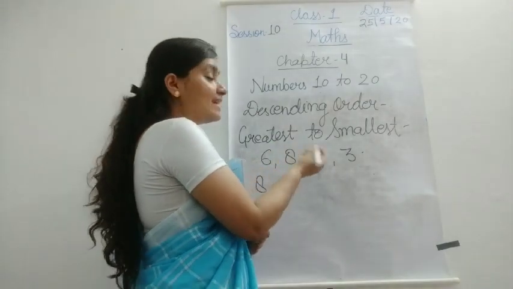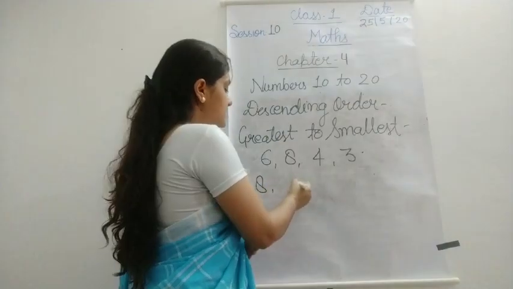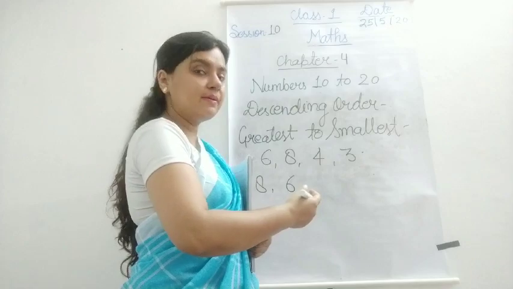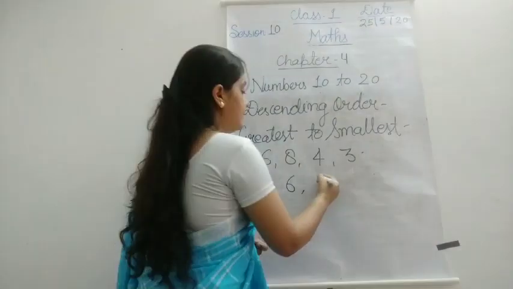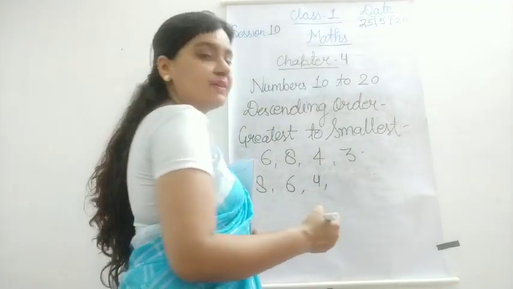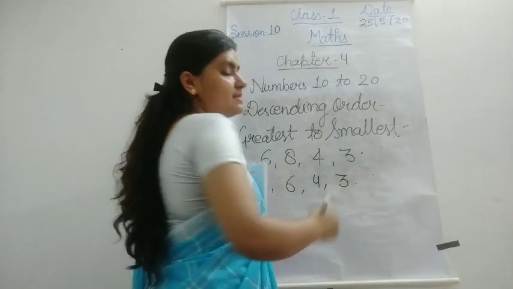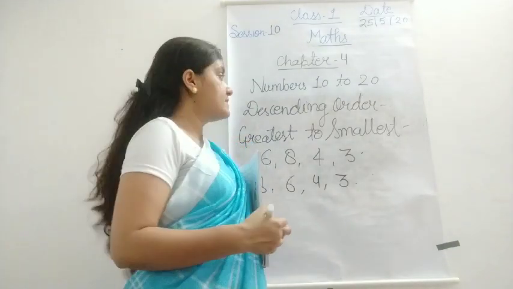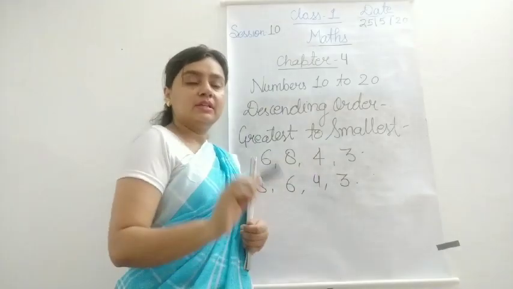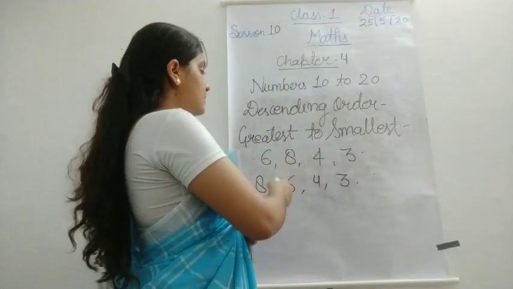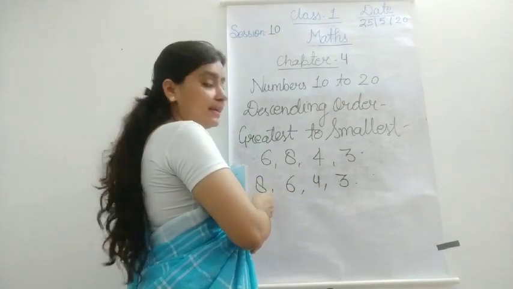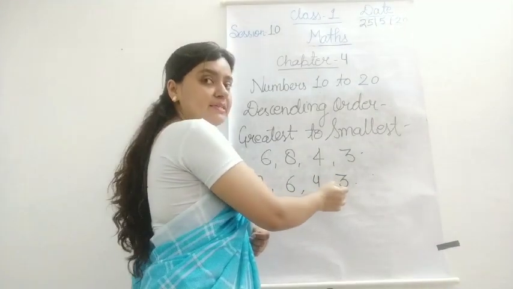Afterward, which one is a little bit smaller than 8? 6. Then who is a little bit smaller than 6 here? Yes, 4. And which one is the smallest here? Here 3 is smallest. Okay, while we are arranging the numbers in descending order, the numbers must be greatest to smallest. You can see here the greatest number is here and the smallest number is here.